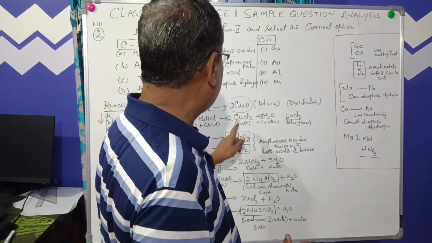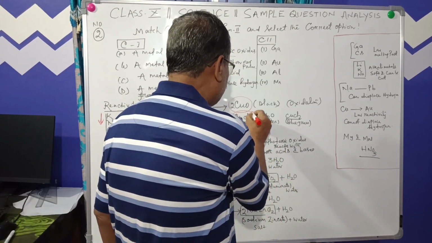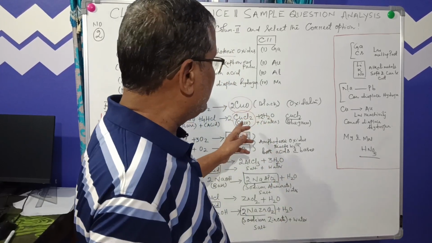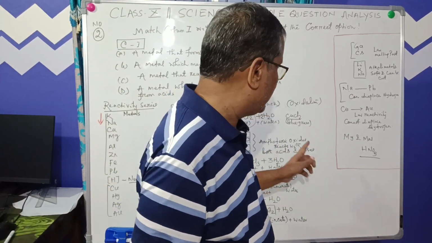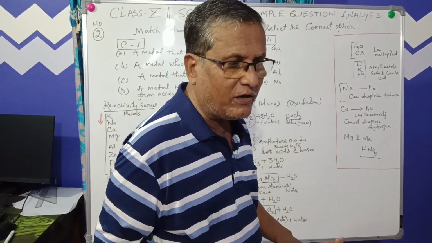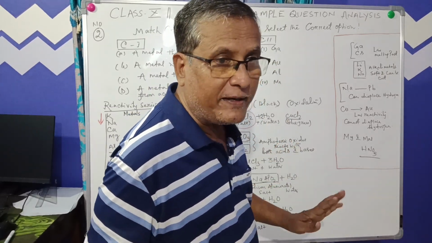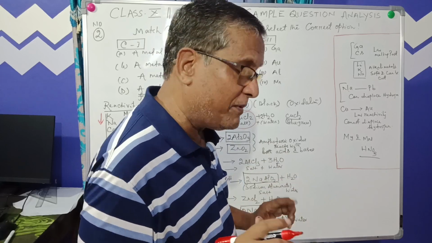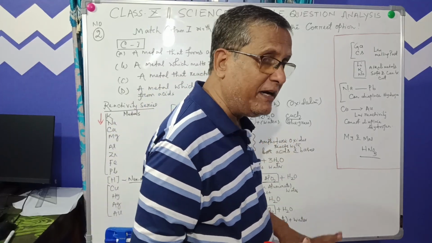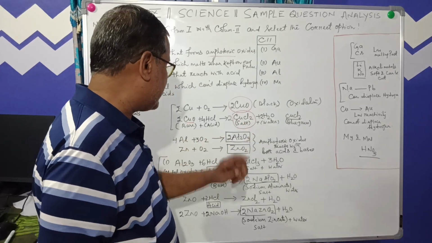Base plus acid gives salt plus water. So what is the color of copper chloride? This question was asked in previous year exams. The color is blue green. Copper chloride is blue green in color, but copper sulfate is blue. Remember it. Copper chloride is blue green. And this question was asked.